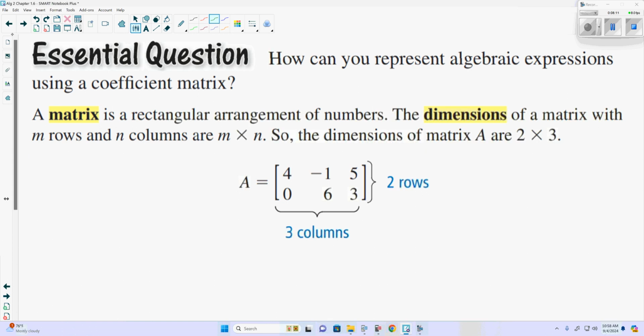So, a matrix is a rectangular arrangement of numbers. The dimensions of a matrix with m rows and n columns are m by n. Rows, columns, down, over. So here, we have 2 rows, 3 columns. This is a 2 by 3, and it's stated here. So the dimensions, rows by columns, down and over. That's how we state the dimensions of a matrix. Questions on this here? Okay.